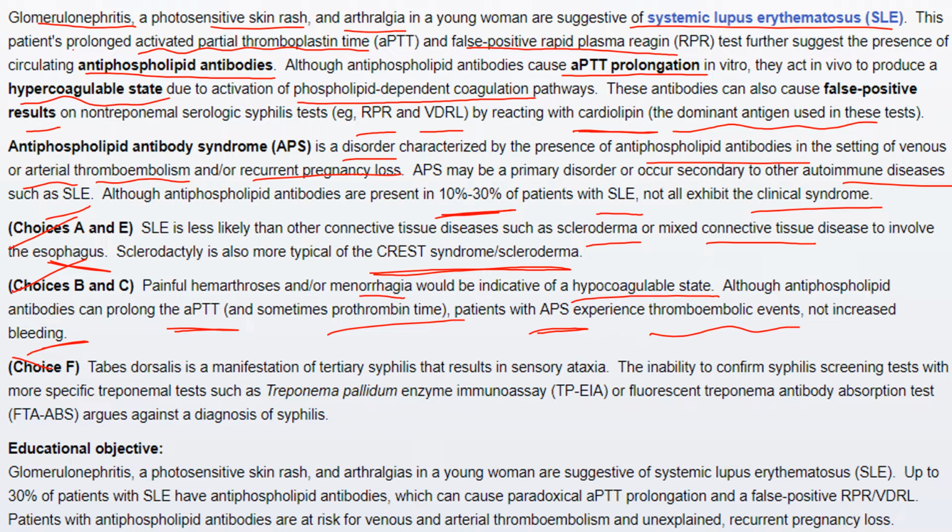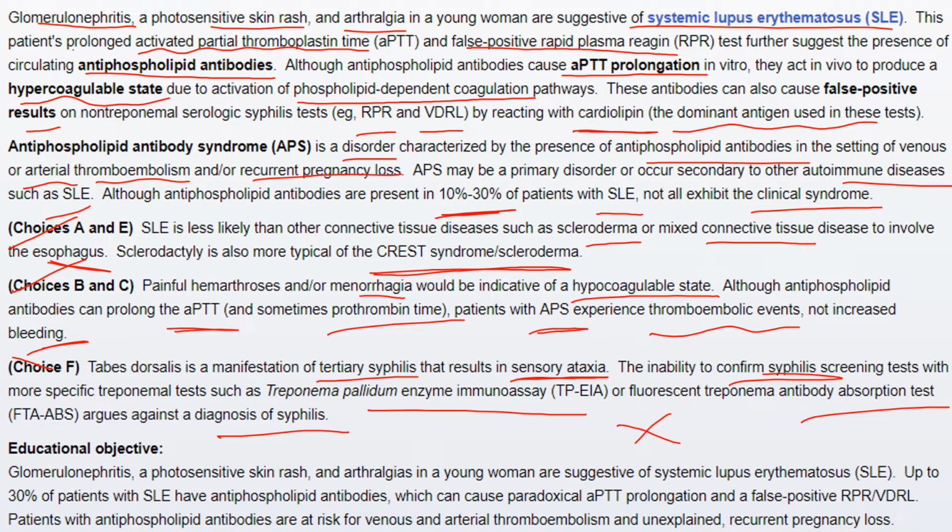In choice F, tabes dorsalis is a manifestation of tertiary syphilis that results in sensory ataxia. The inability to confirm syphilis screening tests with more specific treponemal tests such as treponema pallidum enzyme immunoassay, or TPEIA, or fluorescent treponemal antibody absorption test, or FTA-ABS, argues against the diagnosis of syphilis, and hence it was not the appropriate answer.